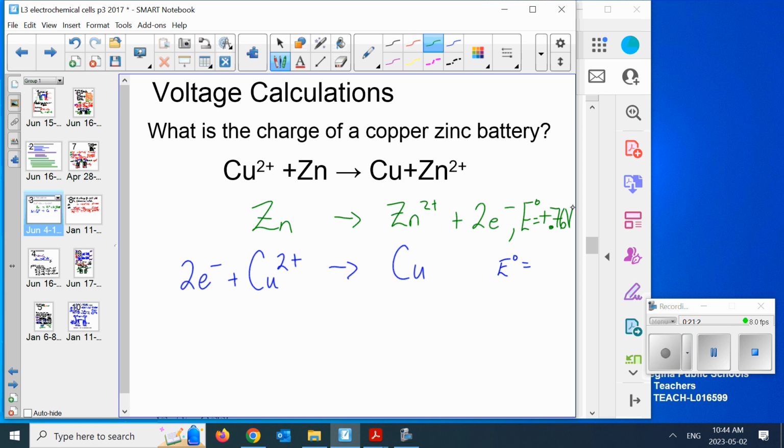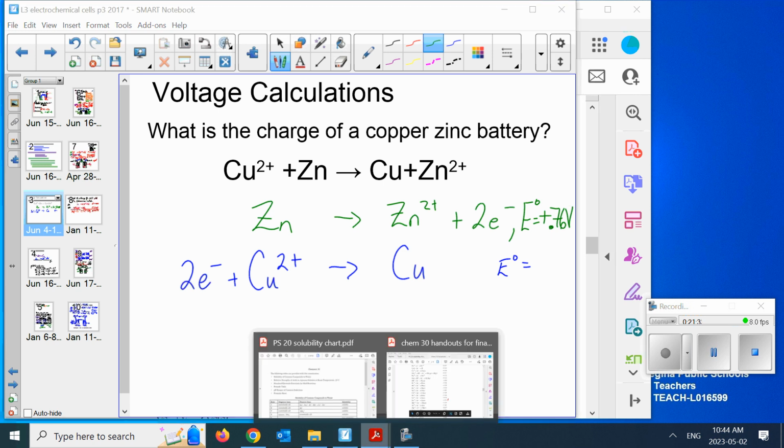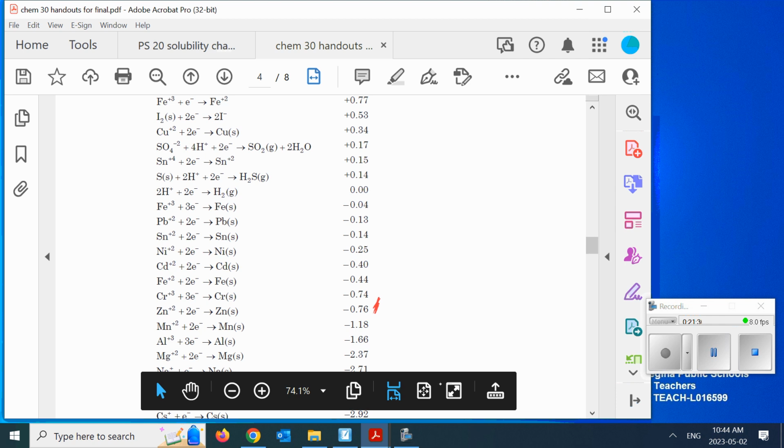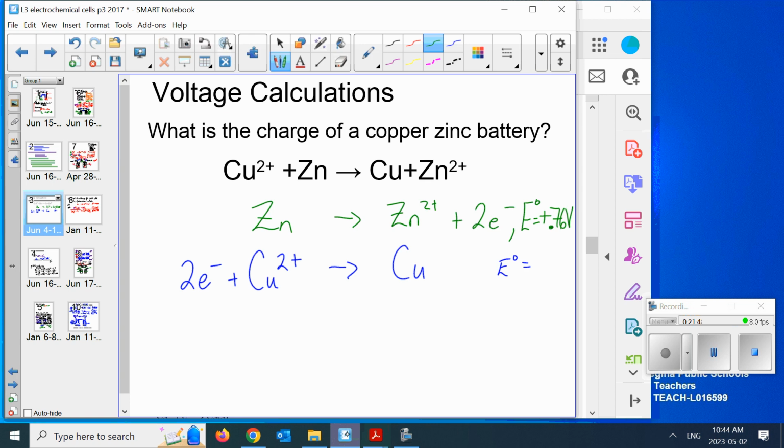Then we look up the copper one. The copper one will be written as is. They're all reductions. So let's take a look at the copper reduction reaction. But keep in mind there's two different coppers, copper 1 and copper 2. So we have to look up the copper 2. I see it a third from the top, positive 0.34 the way it's written. I've got to put that down. Positive 0.34 volts. Now the rest is arithmetic.